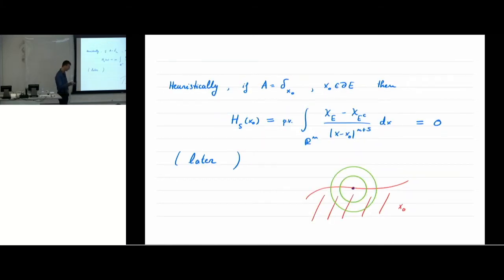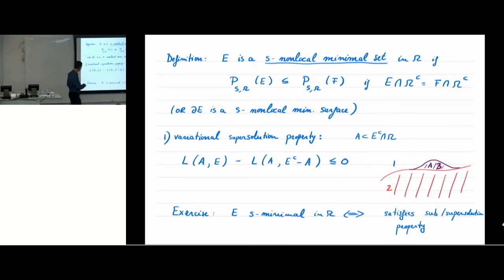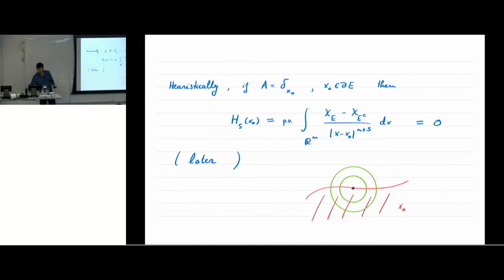So what happens if I take this picture? If I take this inequality here, and I think that this A is concentrated at a single point. So I'm thinking that let's take an infinitesimal deformation and think that all this region A would be a single point. Then essentially when you do the interaction of a single point to the set E minus the interaction of a single point to the complement of E, you would get an inequality which, heuristically, if you take A to be a Dirac delta, this thing has to be less than or equal to 0 from the supersolution property.